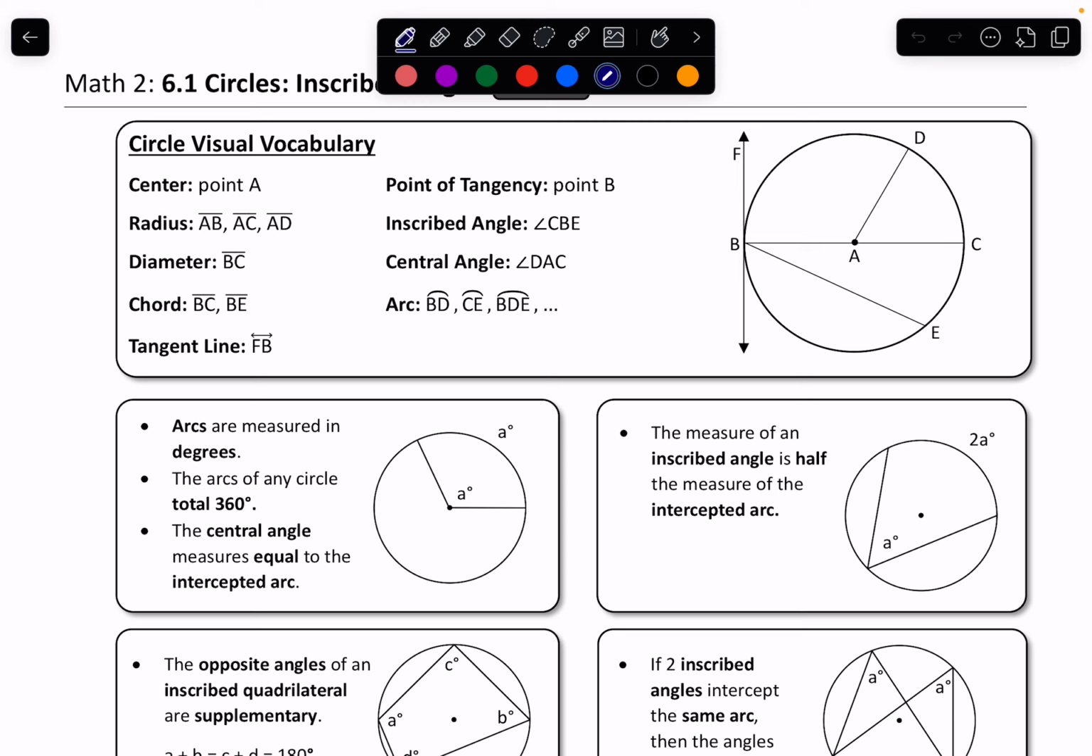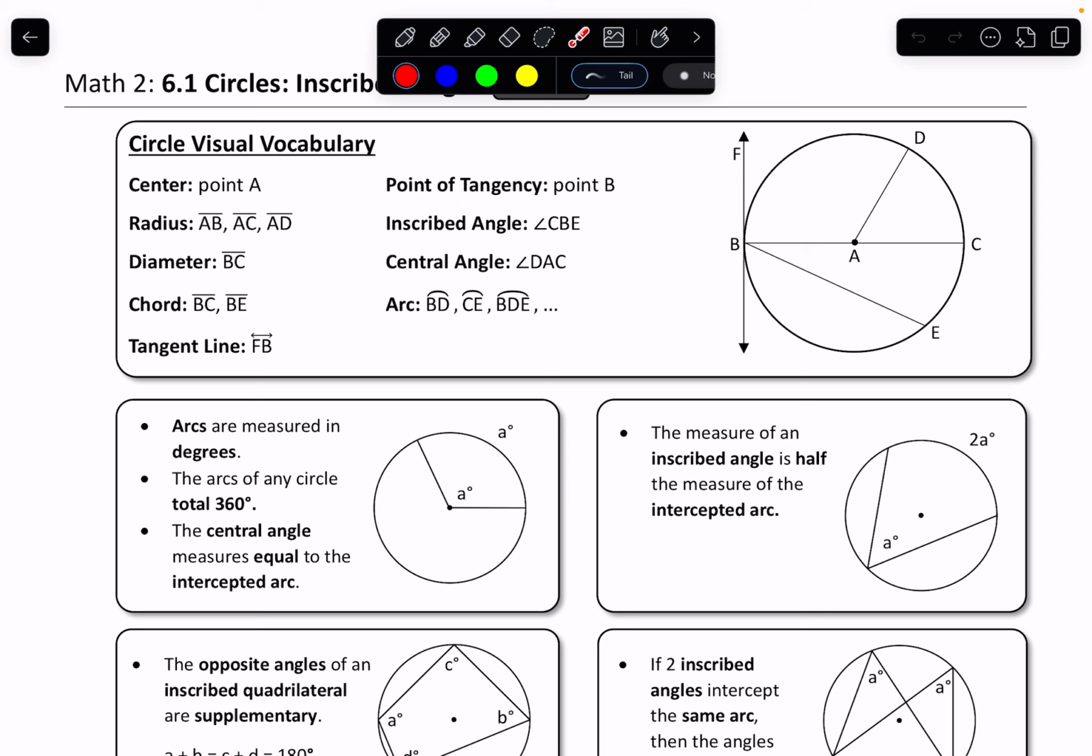So to start with, we'll just go with what you know, right? The center is point A. It's the center of the circle. A radius goes from the center to the edge. So AD, AC, AB, those are all radiuses. A diameter goes from one edge of the circle to the other edge of the circle. It goes through the center. That's what makes it a diameter.